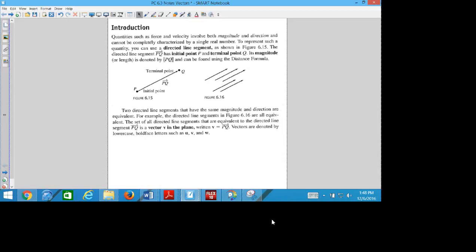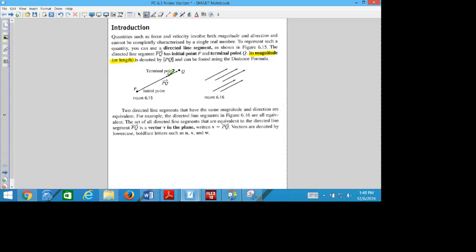Vectors have magnitude and direction. A vector tells you what direction something is going, and it tells you how long it is going for. Magnitude is length. Magnitude is the length. And then direction, that's like pointing which way it's going.